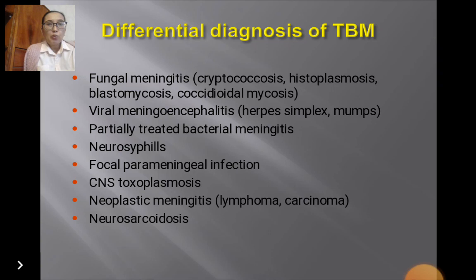For which diseases must we make a differential diagnosis of TBM? It is fungal meningitis: histoplasmosis, cryptococcosis, blastomycosis; other viral meningitis, herpes simplex or mumps; partially treated bacterial meningitis, neurosyphilis, focal parameningeal infection, toxoplasmosis, neoplastic meningitis, and neurosarcoidosis.